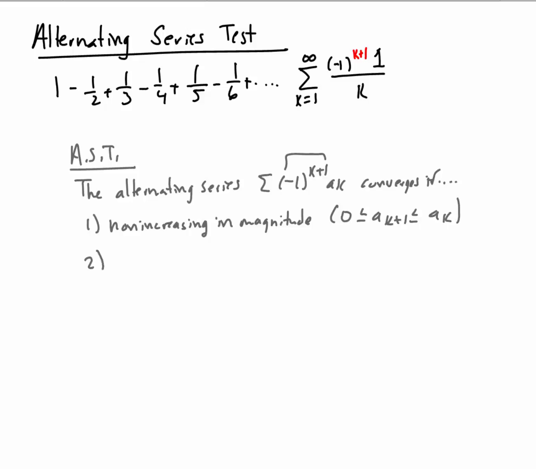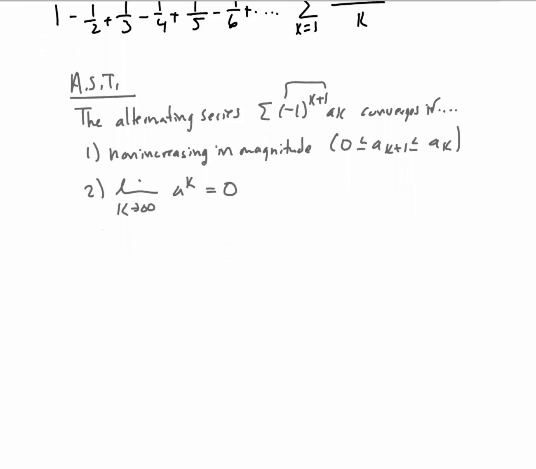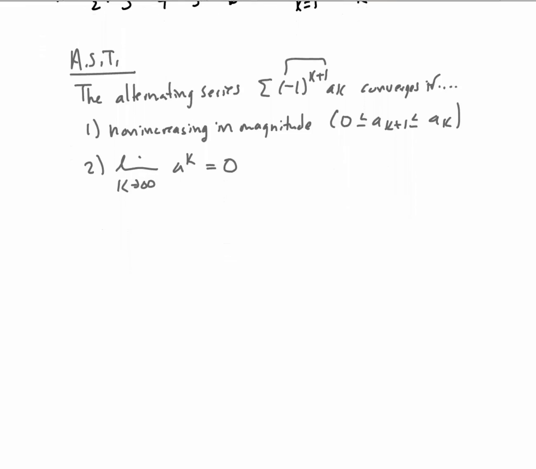That's the first criteria. The second criteria: if I take the limit as k approaches infinity of the absolute value of the series term, notice I just have a sub k here, I don't have the alternating part, I have to get a 0 here. Now if this doesn't happen, then I can't say anything about this test. The alternating series test fails. So this is the alternating series test.